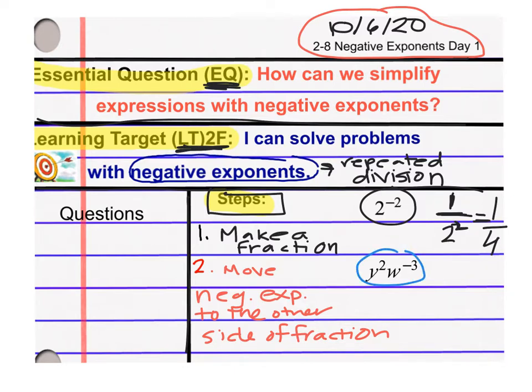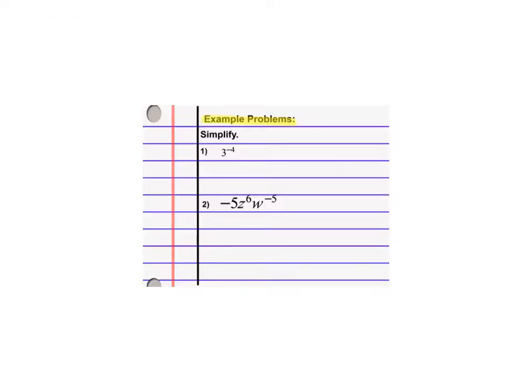For this second one, I make a fraction. The positive stuff, y squared is positive, so that stays on the top. The w to the negative 3, I move it, and it becomes positive. And we'll do some more examples. So if you didn't fully get that, that's fine. Pause the video if you need more time. I'm going to keep going.